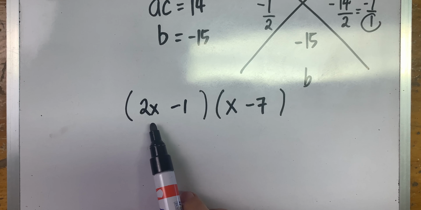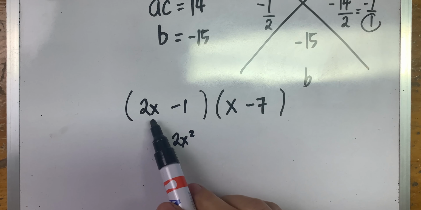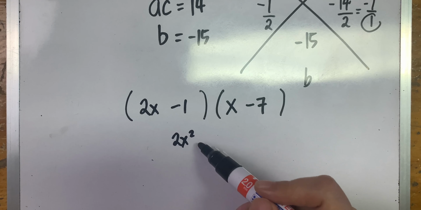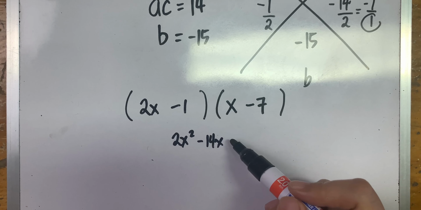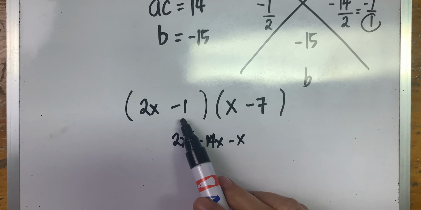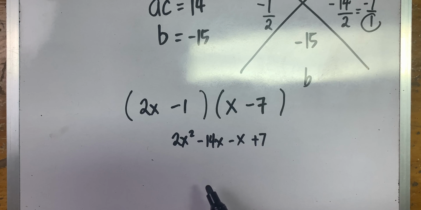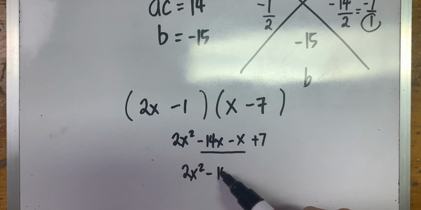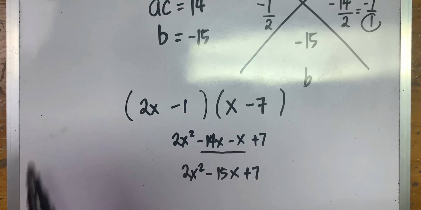So we have to multiply 2x times x. That's 2x squared. 2x times negative 7 is negative 14x. Negative 1 times x is negative x. And negative 1 times negative 7 is positive 7. So again, we have to combine these two like terms. So we have 2x squared minus 15x plus 7. So therefore, this is the factor of the given example.